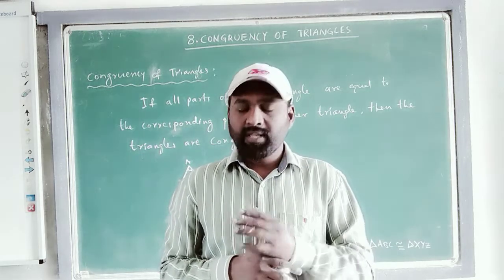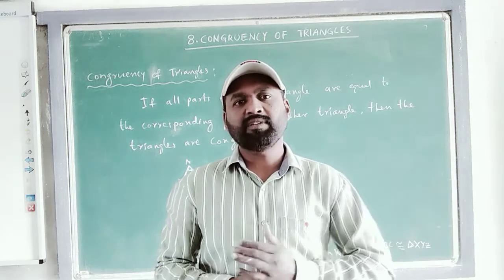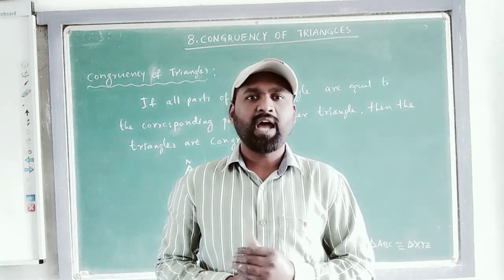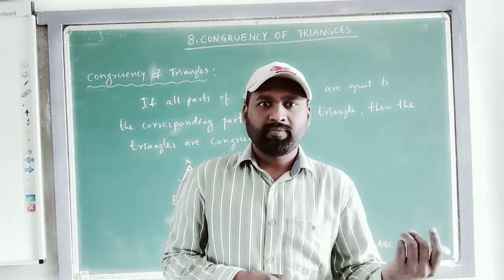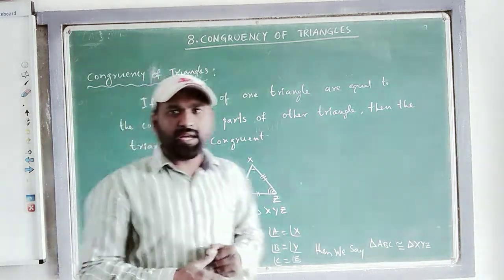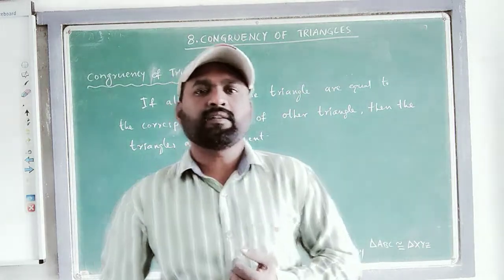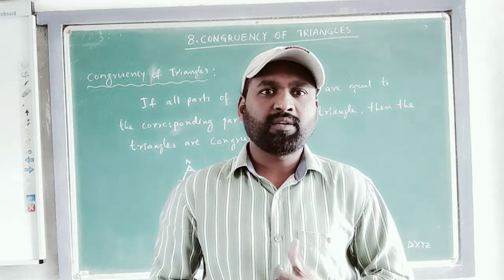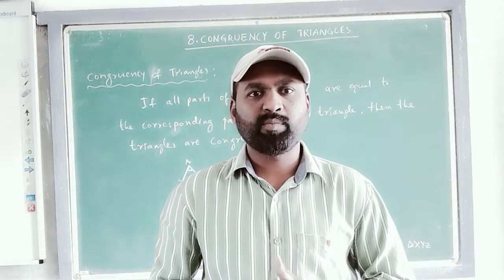Angle must be equal. Then right angle, hypotenuse: the side which is opposite to the right angle is known as the hypotenuse, and the side. So right angle, hypotenuse and one more side, if they are equal, then the two triangles are congruent to each other under the rule of RHS, right angle, hypotenuse and side.